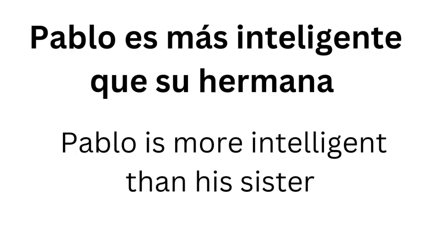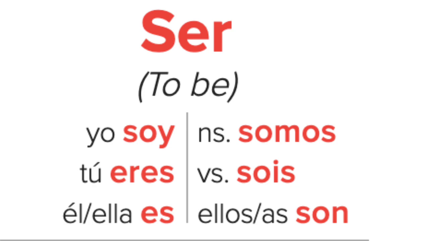So, the first example, Pablo es más inteligente que su hermana. Pablo is more intelligent than his sister. So if we take a look at this example, the first thing you're going to notice is we are using the verb ser. So in this particular comparison, using the verb ser is really popular because remember, whenever we talk about someone's personality traits or physical traits, we always use the verb ser.